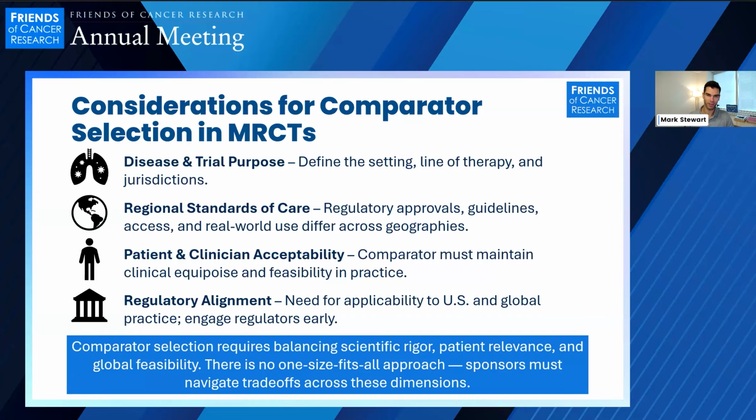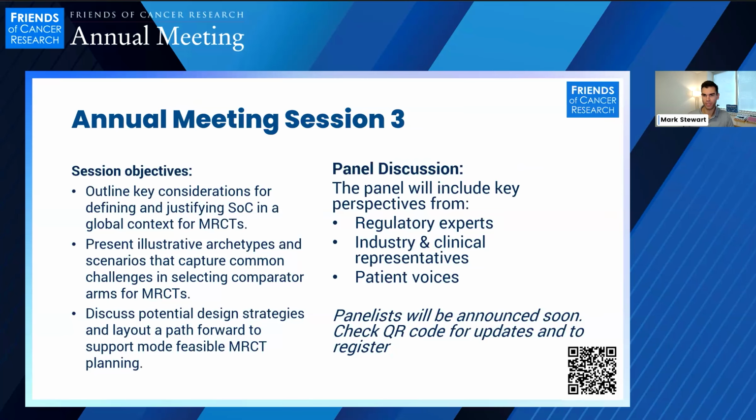And so that brings us to comparator selection. Here, sponsors must balance three major forces: scientific rigor, patient relevance, and global feasibility. And this balancing act really involves defining the disease setting and trial purpose, accounting for regional standard care differences, ensuring patient and clinician acceptability of the selected agents so that trials remain ethical and credible, and aligning with regulators, particularly ensuring that results are applicable to the intended region in which the data will be submitted. And there is no one-size-fits-all approach, which is why comparator selection has become such a persistent and pressing issue for multi-regional clinical trials. At the annual meeting on November 4th, we'll dive deeper into these issues.